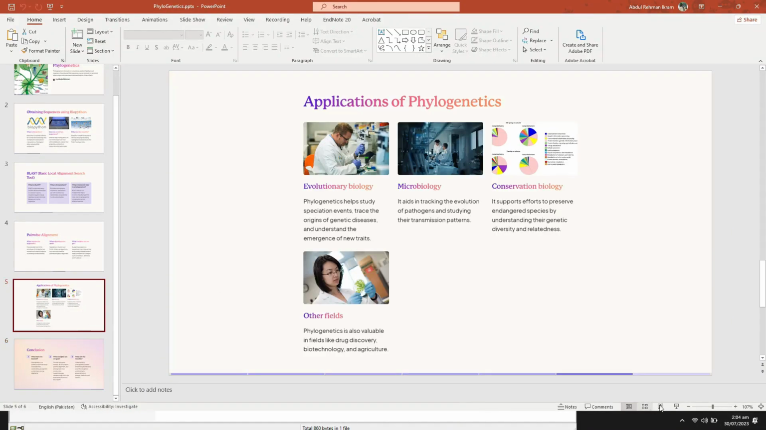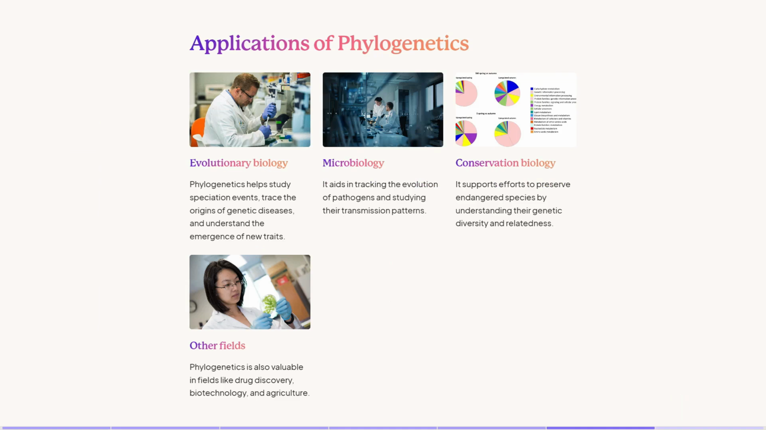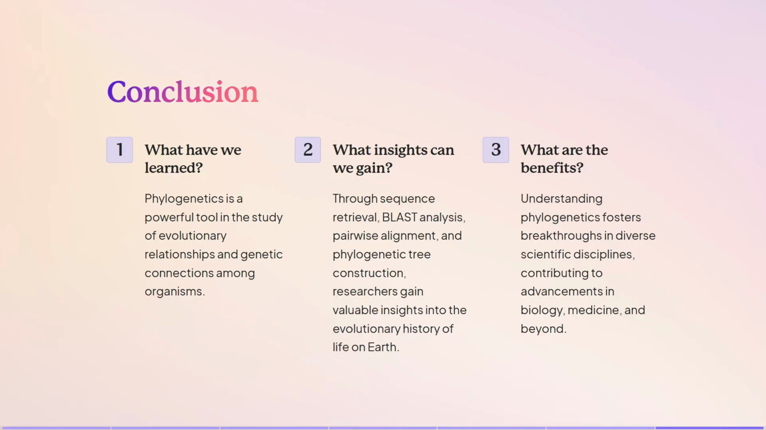So what does phylogenetics basically mean? Phylogenetics helps study speciation events, traces the origin of genetic disease, and understands the emergence of new traits. In microbiology, it aids in tracking the evolution of pathogens and studying their transmission patterns. In conservation biology, it supports efforts to preserve endangered species by understanding their genetic diversity and relatedness. Phylogenetics is also valuable in drug discovery, biotechnology, agriculture, bioinformatics, evolutionary biology, and things like that.